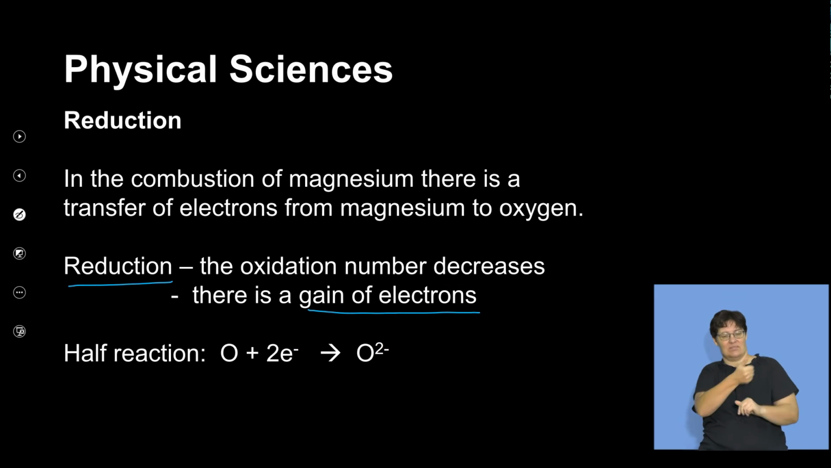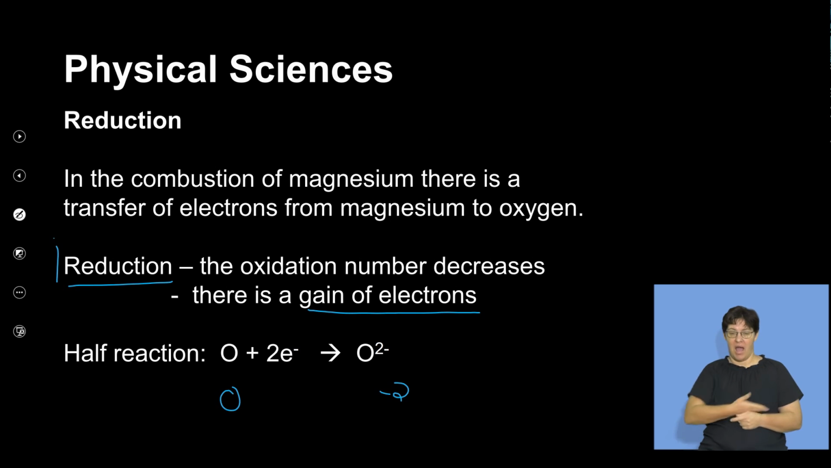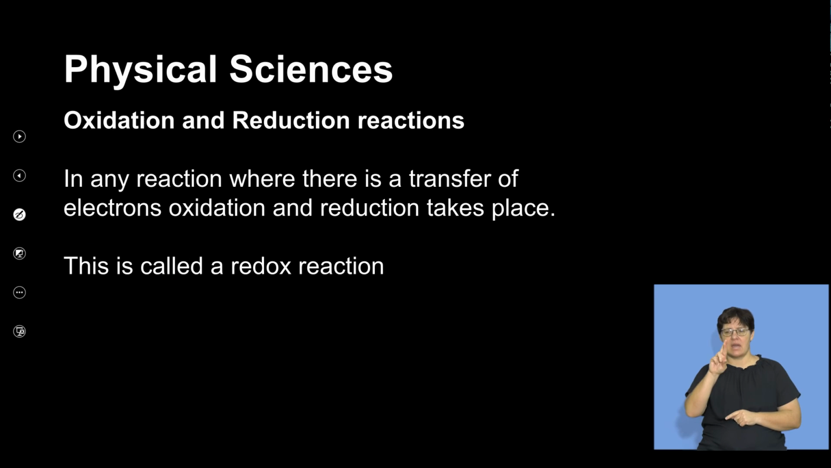So the gain of electrons makes the oxidation number of oxygen change from 0 to -2, right? So this is the gain of electrons. And then this half reaction is referred to as a reduction half reaction. So the oxidation and reduction half reactions are very important as far as the transfer of electrons. In any reaction where there's a transfer of electrons, there is oxidation and reduction taking place simultaneously. This is called a redox.